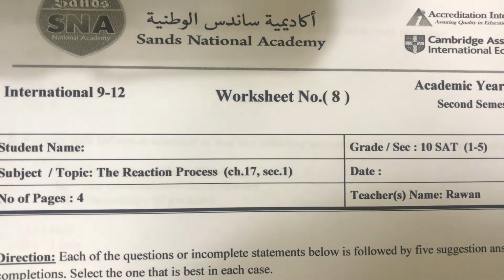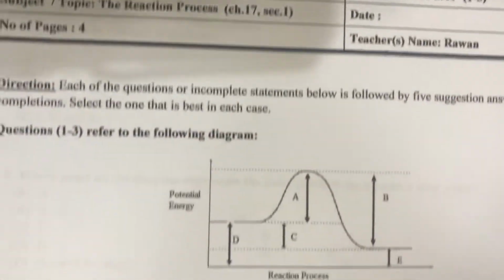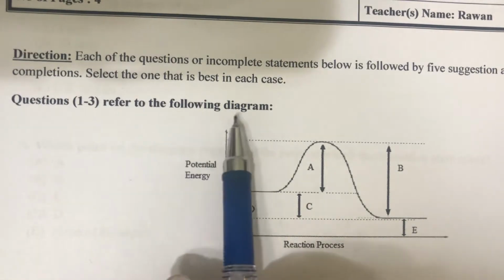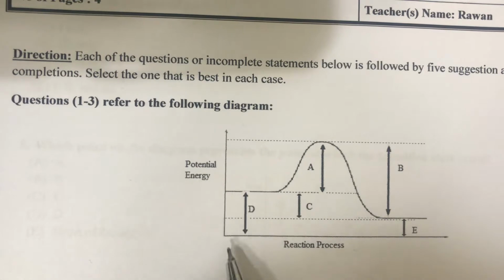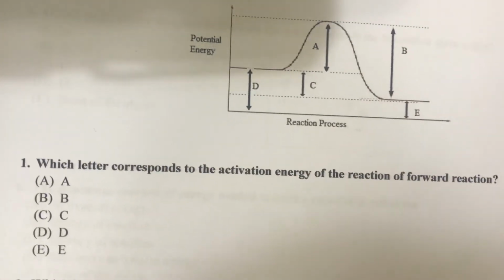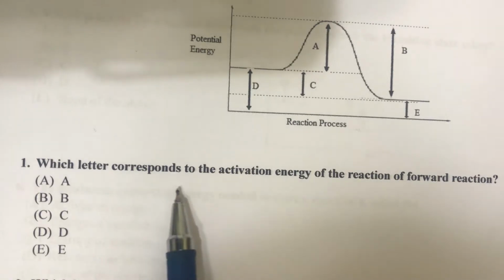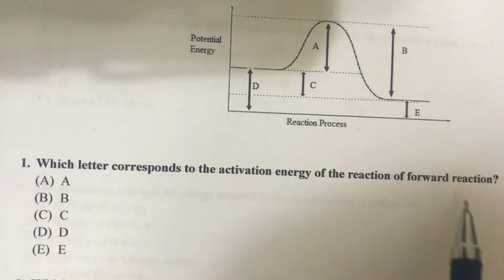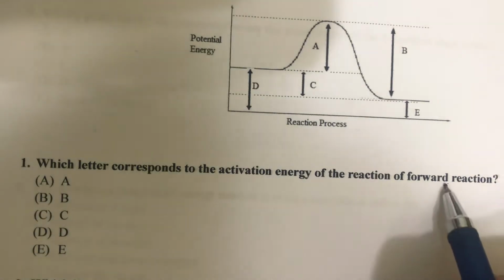Worksheet number 8, the reaction process. Here questions 1 to 3 refer to the following diagram. Here you have an energy diagram. So question number 1, which letter corresponds to the activation energy of the reaction of forward reaction?